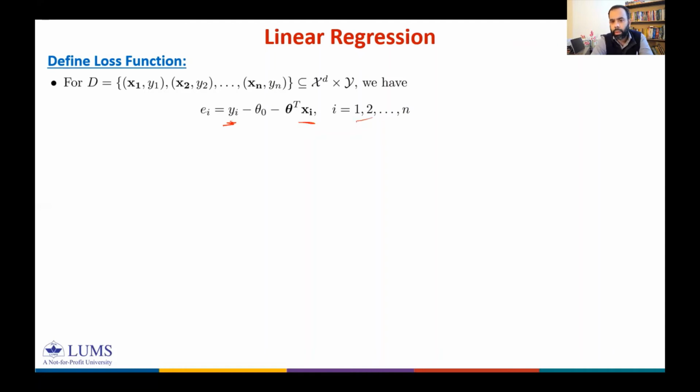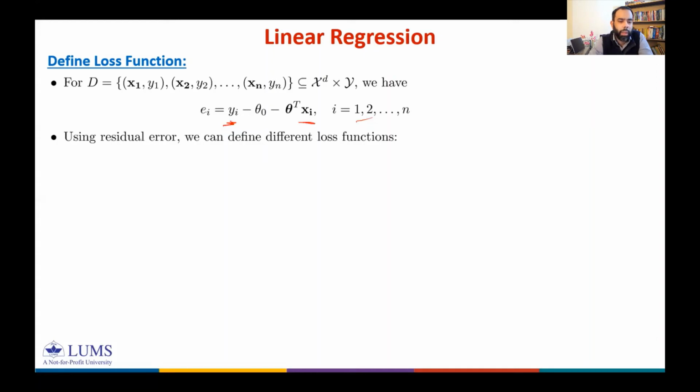For different inputs you get different errors. Obviously, for each observation, you will get a different residual error. Okay, so using these errors, we can define different loss functions.